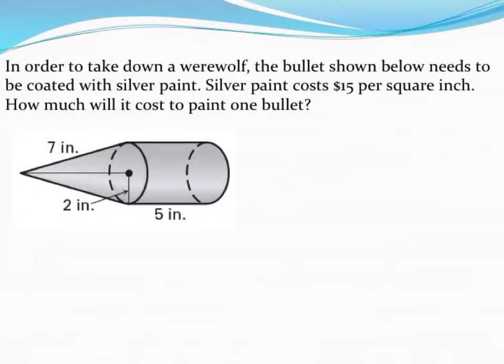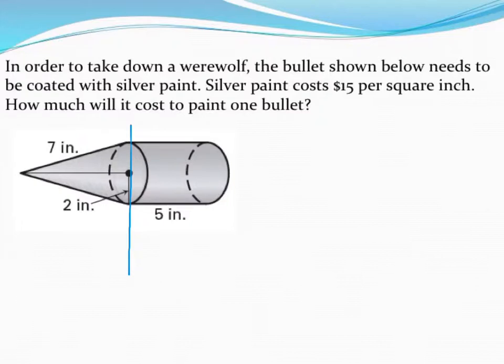Let's find the surface area of this compound figure. I can see that it's not a figure that we normally have. It's a cone and a cylinder attached together. So what I'm going to do is divide this shape right down the center right there, and I'm going to do two separate surface area problems.